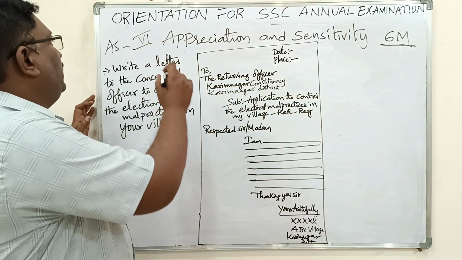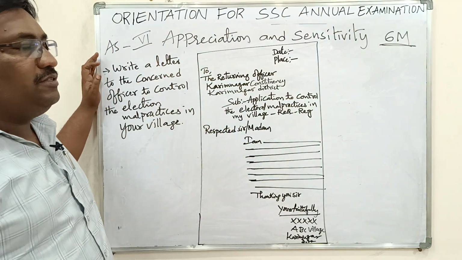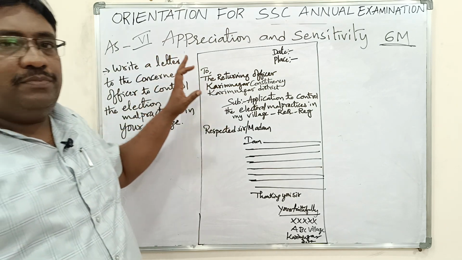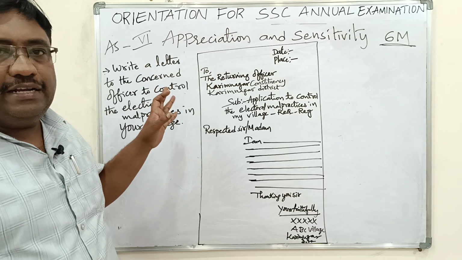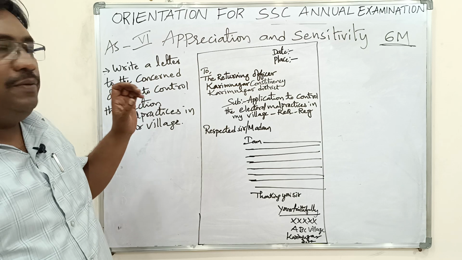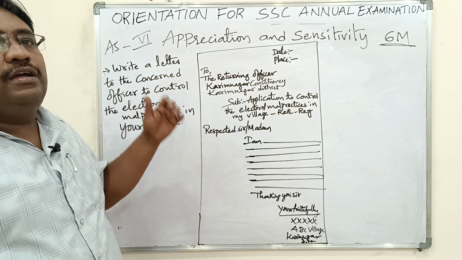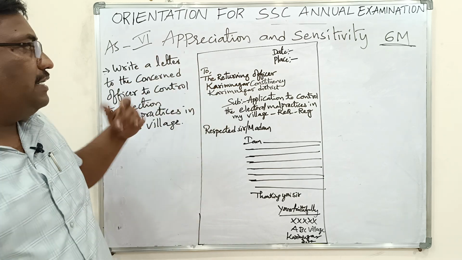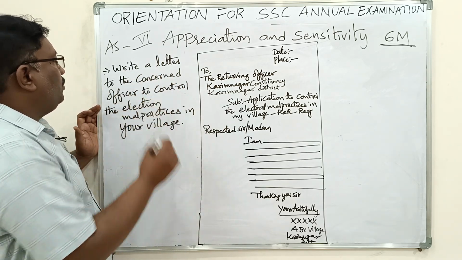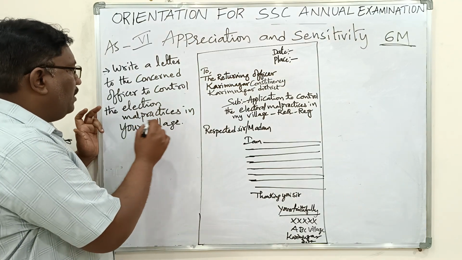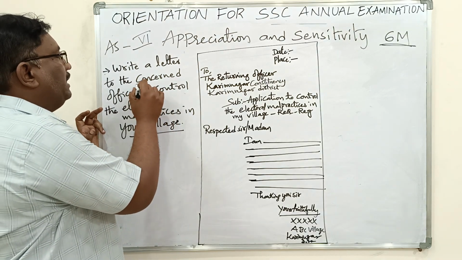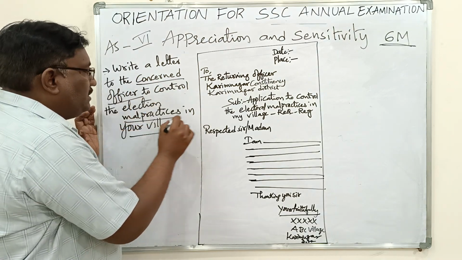Right. So in academic standard 6, appreciation and sensitivity, letter writing will also be asked for 4 marks. Generally in our subject social studies, our letters are official letters, and most of the time they are representation letters, where we represent our issues or a problem to the district level or mandal level officers. Let us see an example from a previous paper. Write a letter to the concerned officer to control the election malpractices in your village. This is the letter where they are asking to write to the concerned officer about election malpractices.